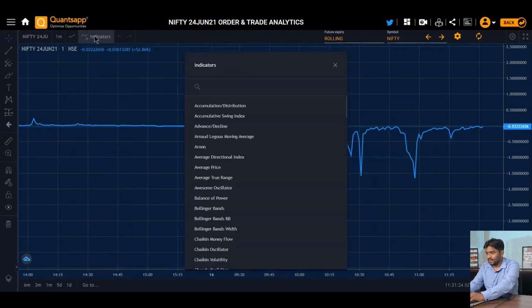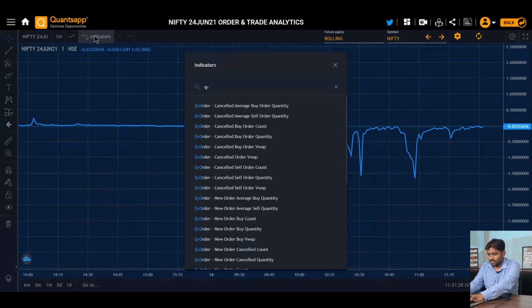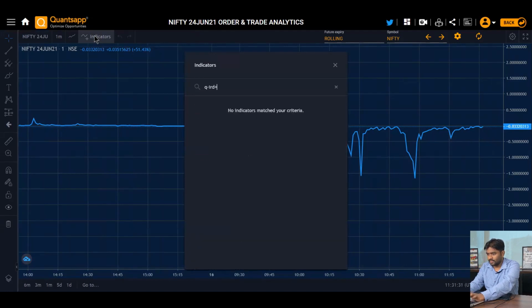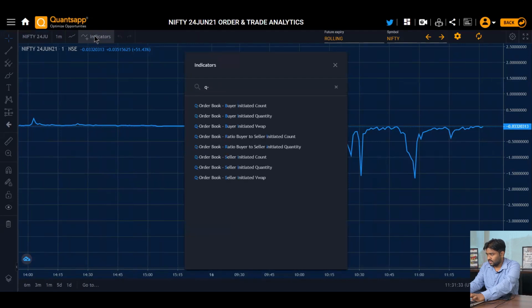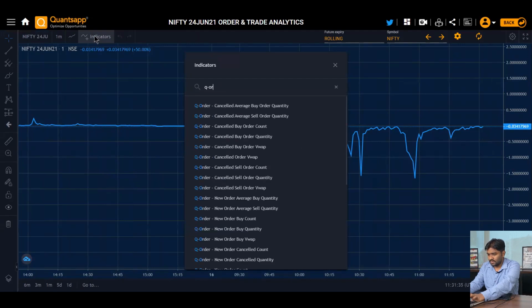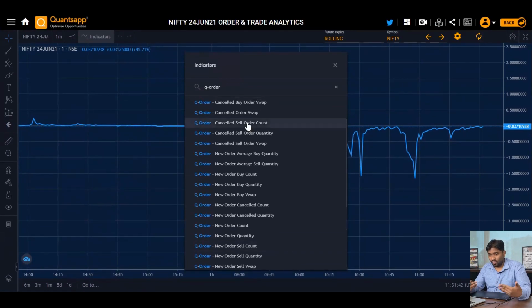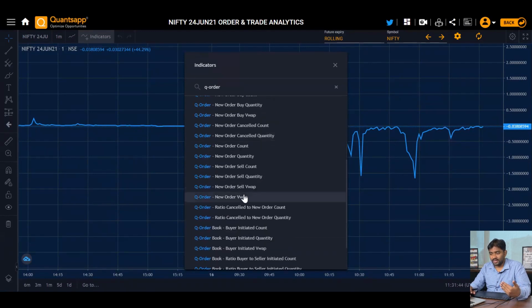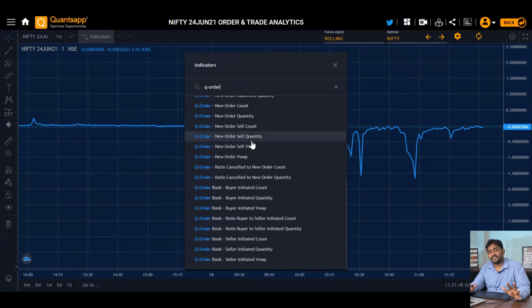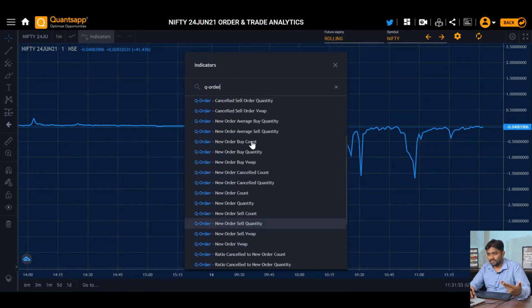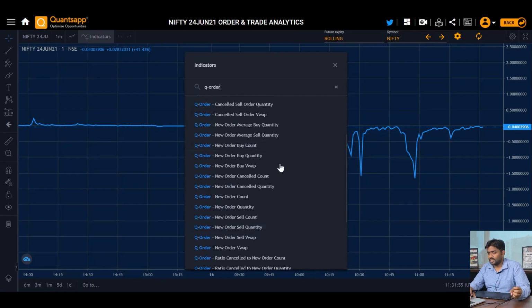Let's say, if you write Q and order, you will get a lot of indicators here. We will keep on discussing all those indicators. It's not easy to explain all the indicators in just one go, so we will discuss a few today, and then come to the other indicators in coming sessions.